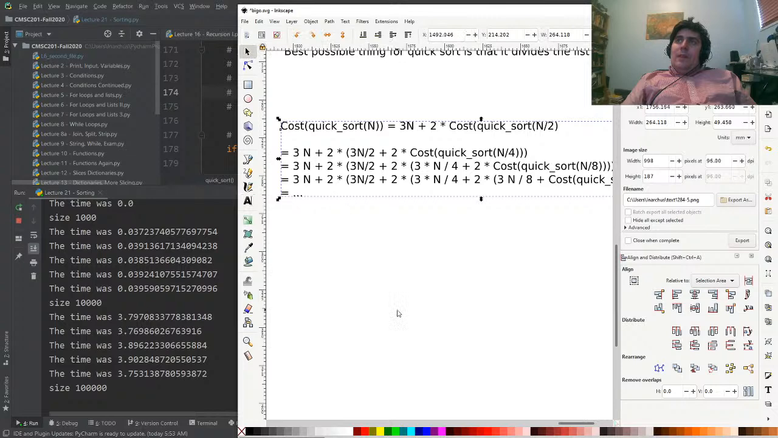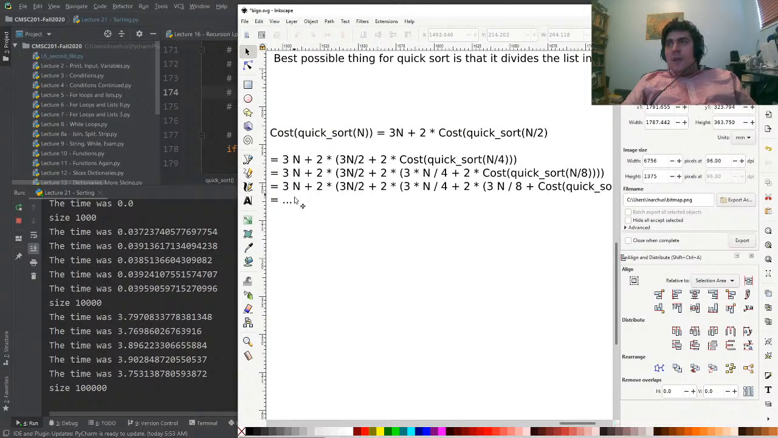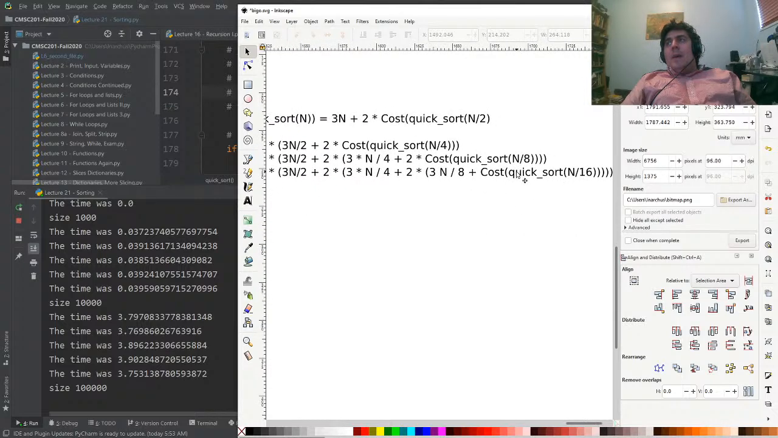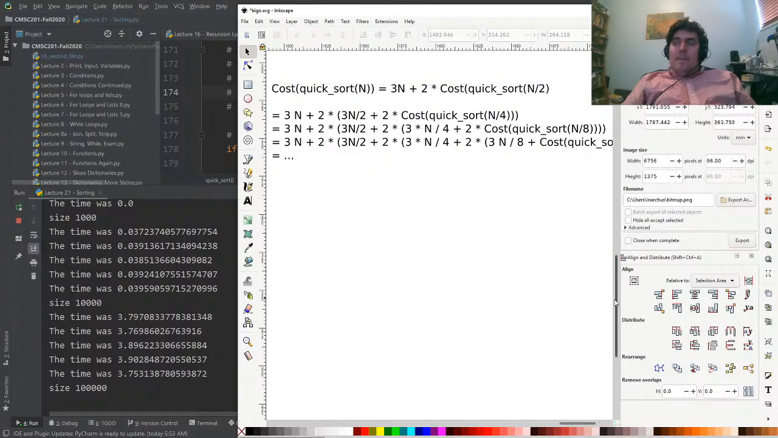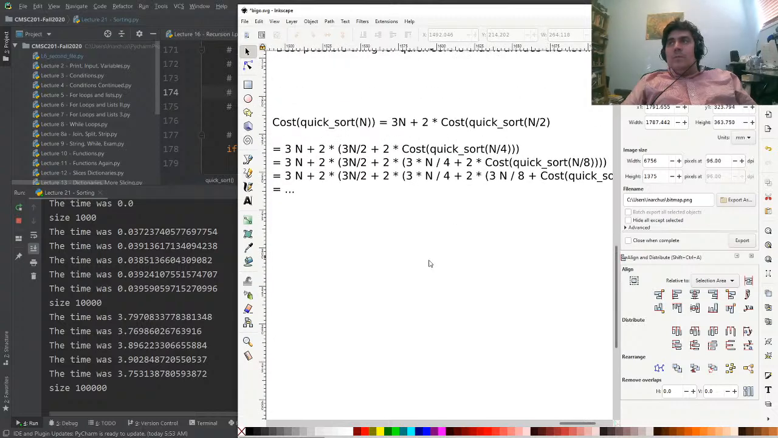Now, let's actually look at this a little bit. So this is 3n plus 3n over 2 plus 3n over 4. So remember what's going to happen eventually in quicksort. Eventually it's going to terminate. And so the question is, how many times is it going to have to run before it terminates?